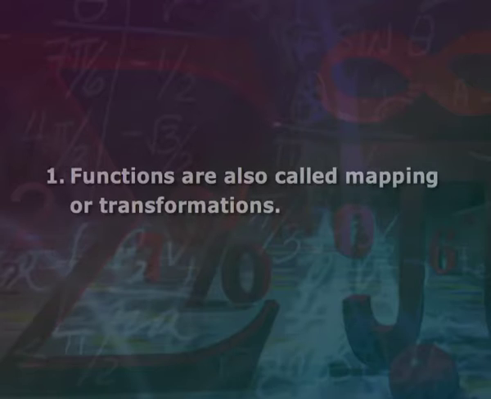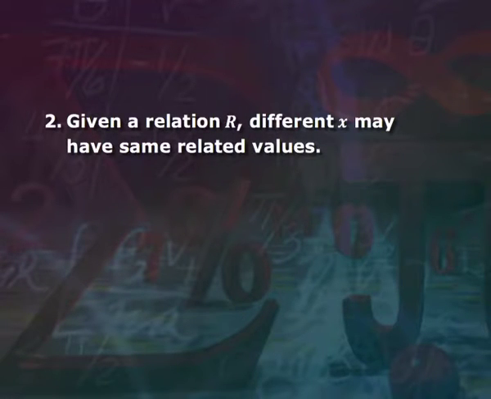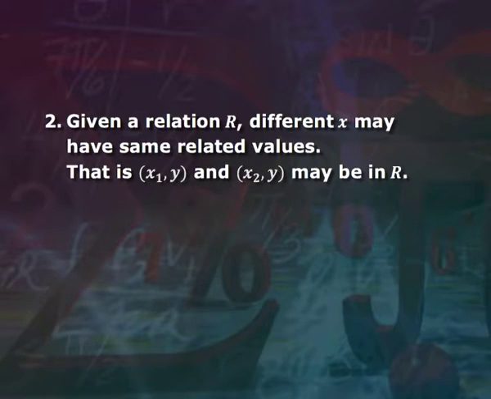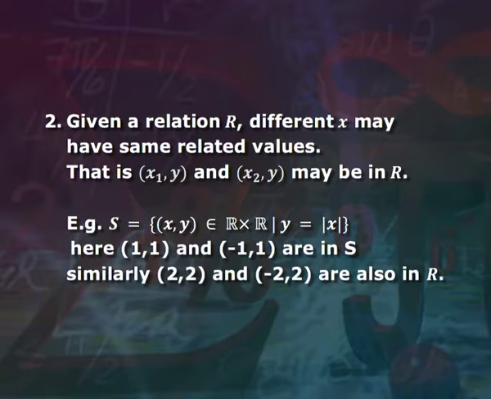Remarks. 1. Functions are also called mapping or transformations. 2. Given a relation R, different x may have the same related values, that is (x1, y) and (x2, y) may be in R. As for example, S equal to the set of ordered pairs (x, y) in R² such that y is equal to the absolute value of x. Here, (1, 1) and (-1, 1) are in S. Similarly, (2, 2) and (-2, 2) are also in S.